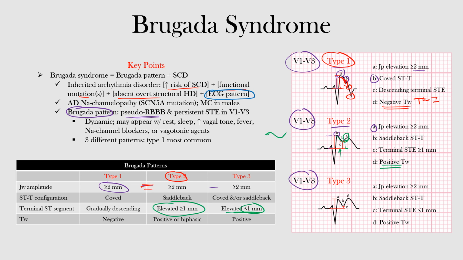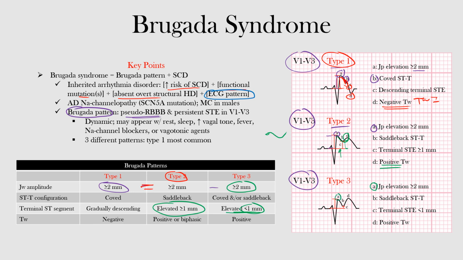Now in the third pattern, that is type 3, there's ST elevation of less than 1 millimeter in the precordial leads with either a coved or saddleback type morphology or even both. And the T wave is typically positive in this pattern, okay? And again, you also have that J point elevation that is at least 2 millimeters, as you see here in A, so this is type 3.